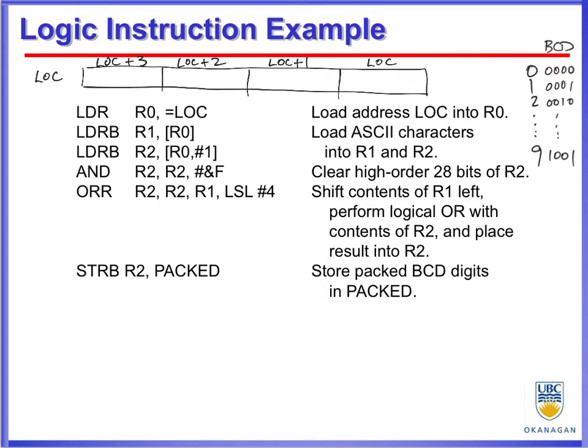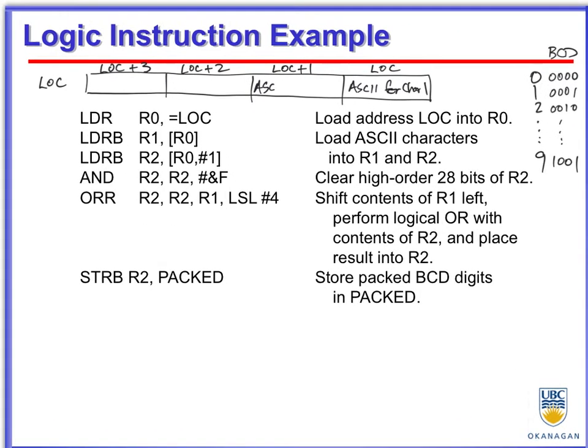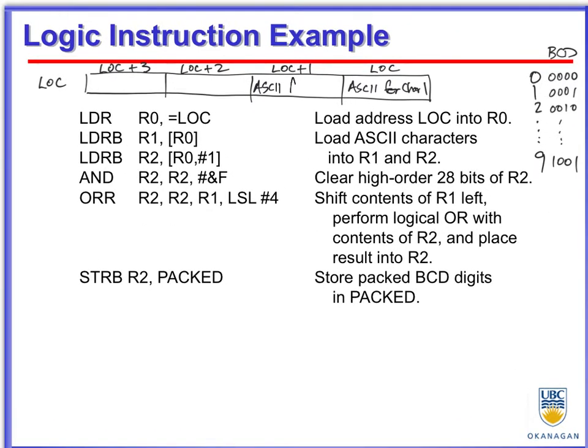Let's assume that in the byte LOC in this memory word, we've got the ASCII code for character 1. And in the next least significant byte in this memory word, at address LOC plus 1, we've got the ASCII code for a second character. So we can assume that that's what's in memory when this program begins.